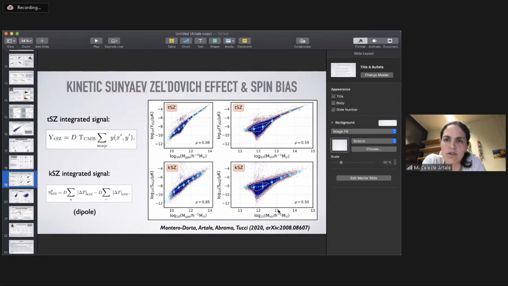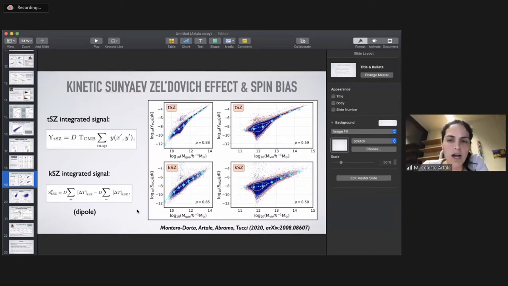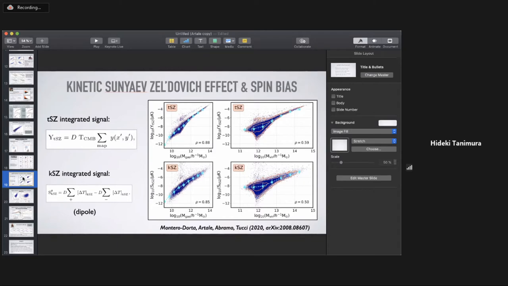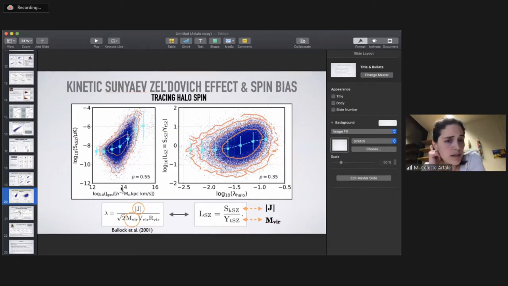Sorry, maybe I lost your question. I didn't understand. I just mean why there is a positive correlation if you increase the mass, and it's a spin. It means the spin is high. Is this the meaning of the plot? Maybe I'm wrong. I mean, for the spin, what's the relationship of the spin and the kSZ effect? Well, we know that in general, but for the spin, no.